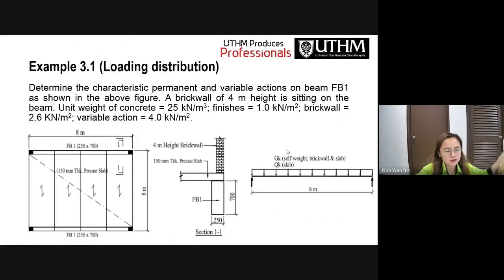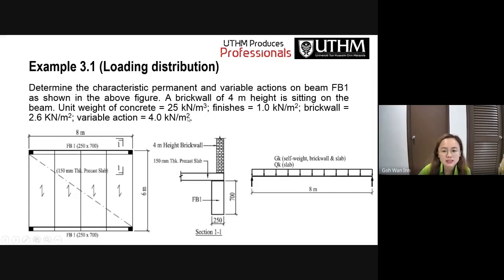Let me go to the example. Example 1: determine the characteristic permanent and variable action on beam FB1 as shown in the above figure. For piece 1, a brick wall of 4 meters high is sitting on the beam. Unit weight of concrete is 25 kilonewton per meter cube. Finishes is 1.0 kilonewton per meter square. Brick wall is 2.6 kilonewton per meter square. Variable action is 4.0 kilonewton per meter square.